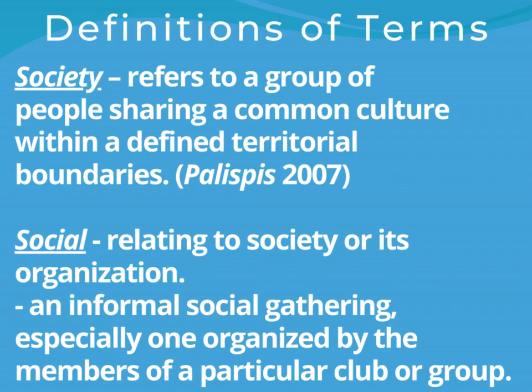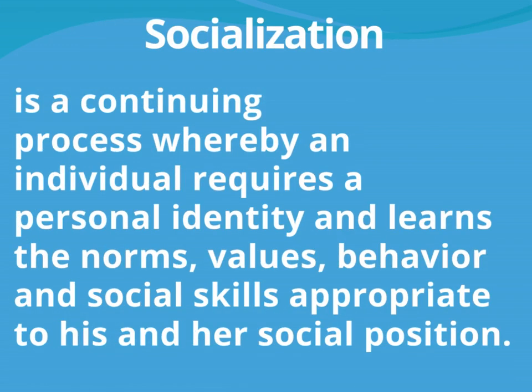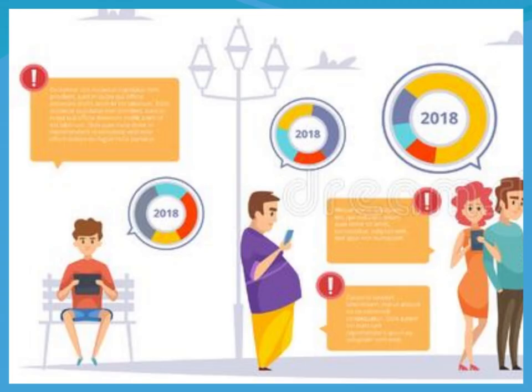Let us proceed. When we say society, it refers to a group of people sharing a common culture within defined territorial boundaries, according to Police Peace, while social means relating to society or its organization, an informal social gathering, especially one organized by the members of a particular club or group. Socialization is a continuing process whereby an individual acquires a personal identity and learns the norms, values, behavior, and social skills appropriate to his or her social position.